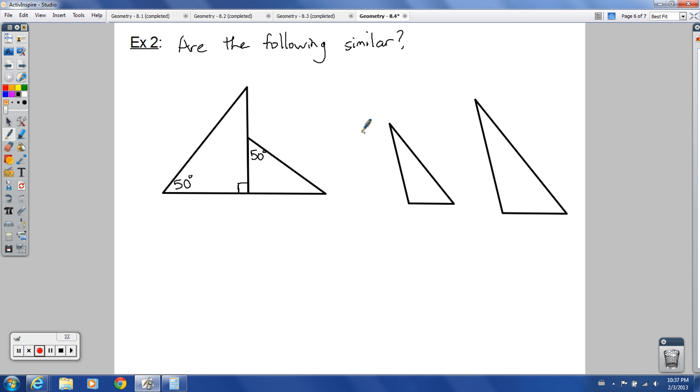Over here, we'll label these with some letters. We'll say this is S up here, R down here, and T here. This will be P, M, and Q. RS 16, RT 12, ST 20, MQ 15, PQ 26, PM 20. And we're going to say that this angle and this angle are congruent to one another. So are these similar? Are they going to match up?